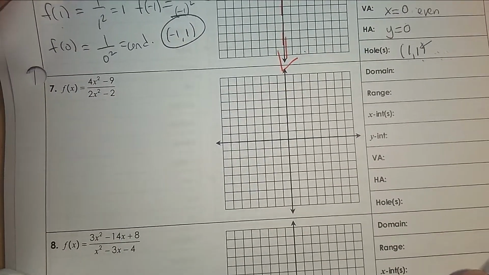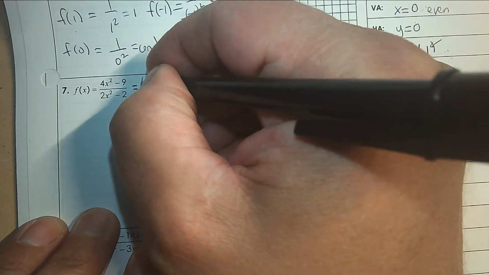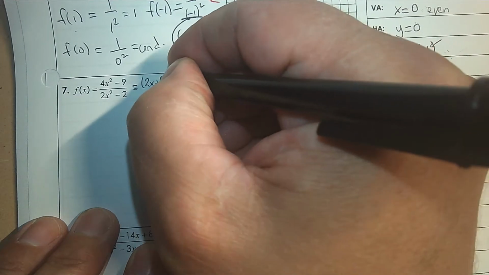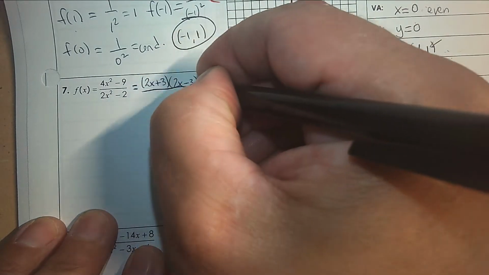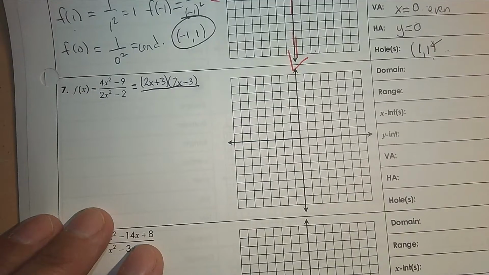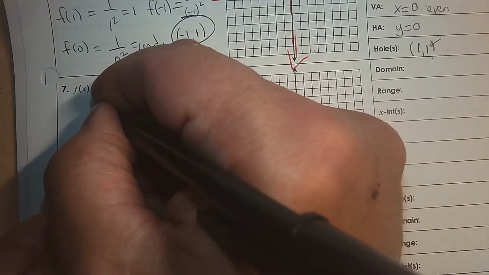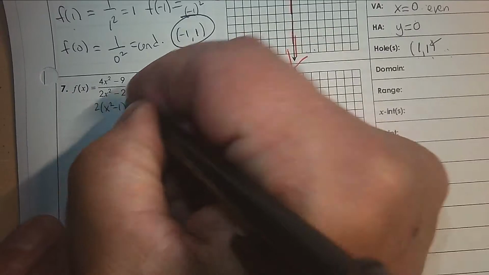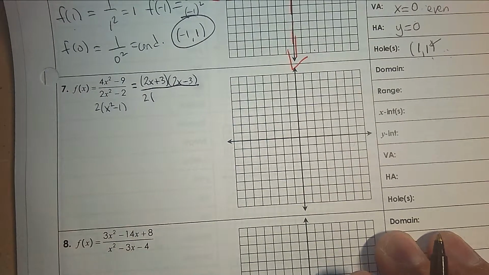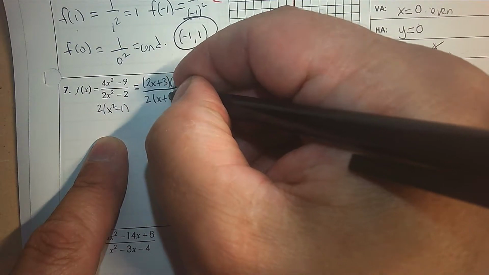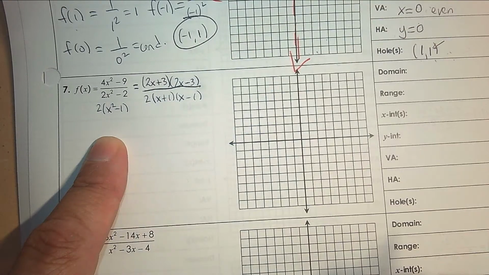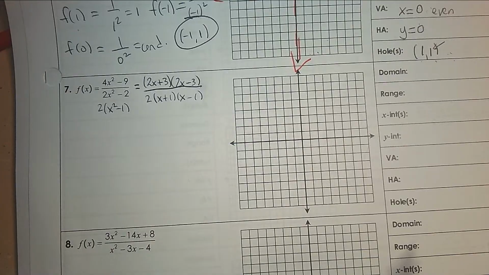So, for number 7, did you recognize the numerator is a difference of squares? So one's 2x plus 3, and the other is 2x minus 3. When I look at the denominator, they have 2 in common, and then what's left over is still a difference of squares. So that's x plus 1 and x minus 1. All right, do the next step. Tell me the domain restrictions.